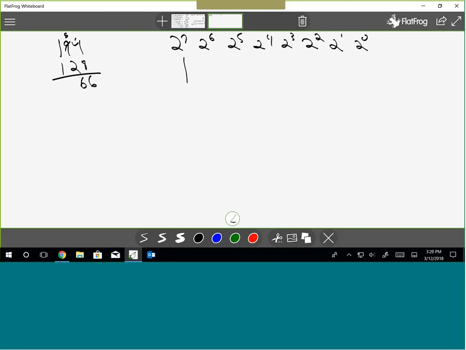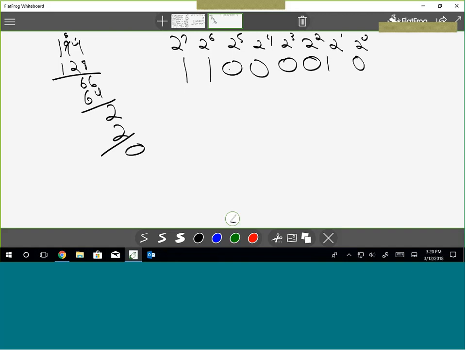All right. Now, can I subtract 64 from 66? Yes, you can. So I turn that bit position on, and what am I left with? 2, right? So can I subtract 32 from 2? No. I can't subtract 16 from it. I can't subtract 8, and I can't subtract 4. But I can subtract 2 from it, right? Yes. So turn that on. Bingo. This is 194 in binary. So we just converted from decimal to binary.